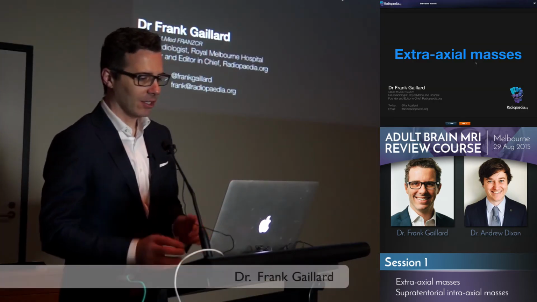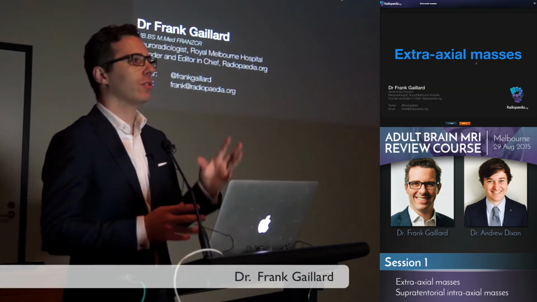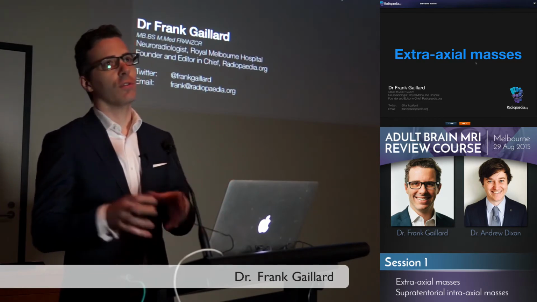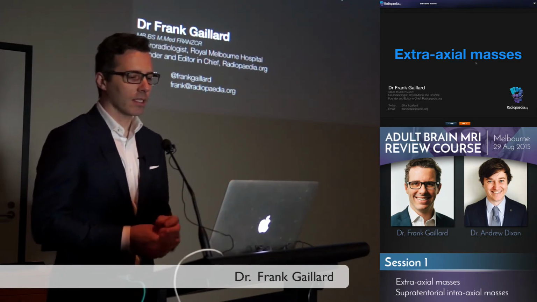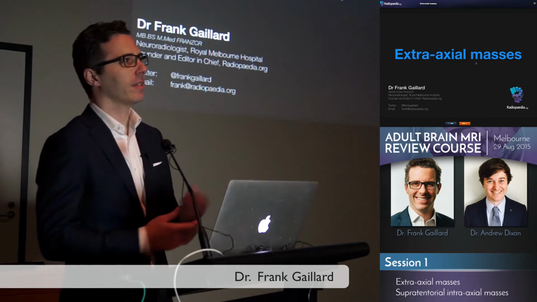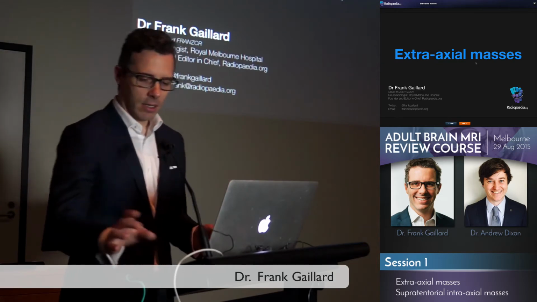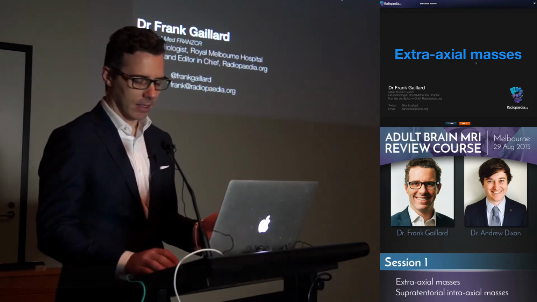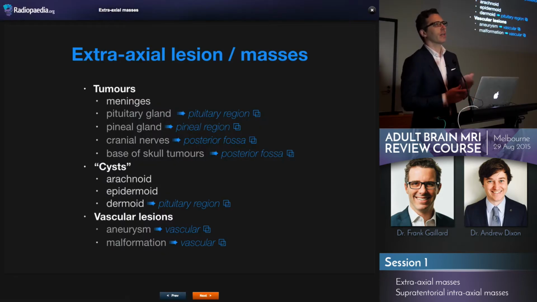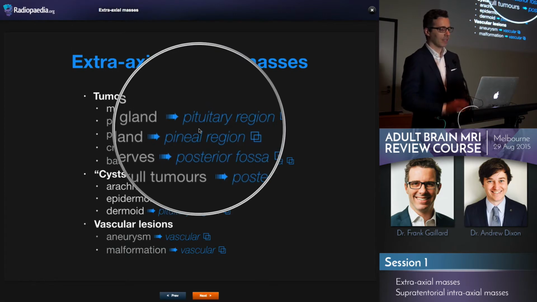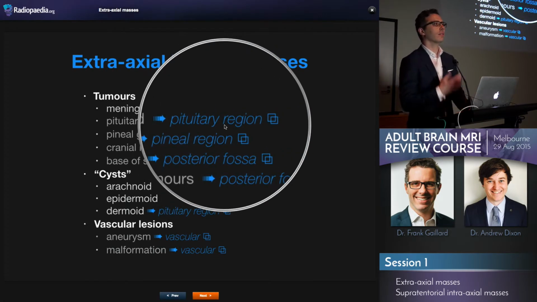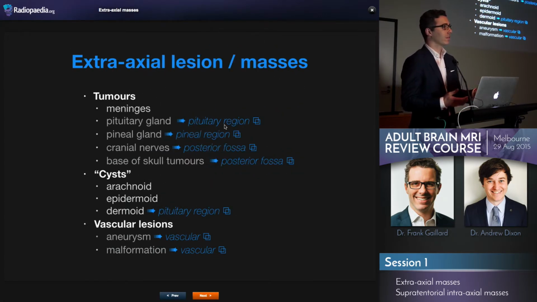All right, so session one. We're dividing today into a whole bunch of roughly 25-minute review topics, and we're going to start with two pretty hefty topics which lay down some groundwork for the rest of the day. Extraaxial masses is our first one. We can divide extraaxial masses into the usual tumours, cysts, and vascular lesions. A lot of these slides have a sign that tells you I haven't forgotten something, it's going to be discussed later today, because there's a lot of overlap.